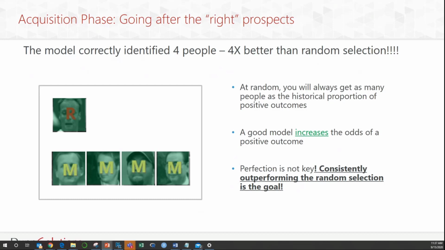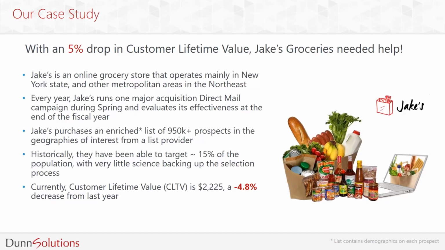So now let me give you an example of an acquisition model that we developed for an actual client. And as always, I will keep the client's name confidential, but the numbers are real numbers. So the case study that I will be discussing today is Jake's Grocery Store. Now, let me give you a little bit of background on the client. So Jake's is an online grocery store, and they operate mainly in New York, but also in other areas in the Northeast. Now, every year they run a major direct mail acquisition campaign.